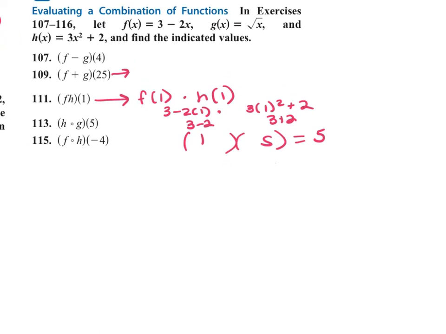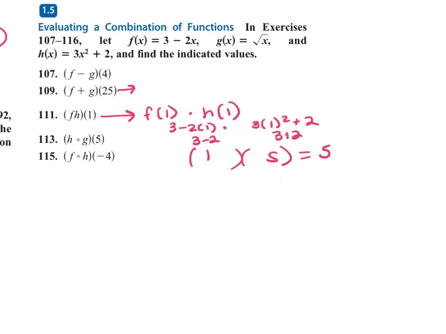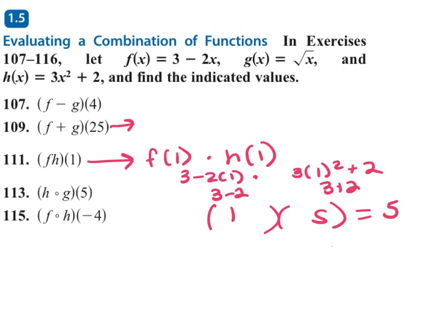Do you want me to do 109 too, Erica, or you're good? Okay. 109 is f plus g of 25. So I'm going to find f of 25, and then I'm going to add it to g of 25. So f of 25 is 3 minus 2 times 25, and g of 25 is the square root of 25. This is 3 minus 50, which is negative 47. Square root of 25 is 5. And then negative 47 plus 5 is negative 42.